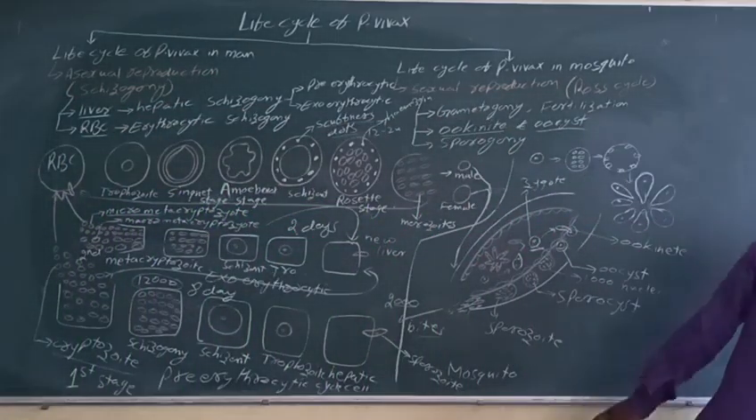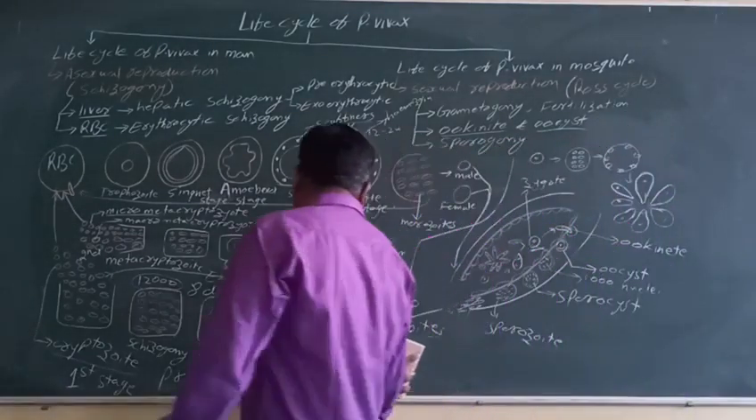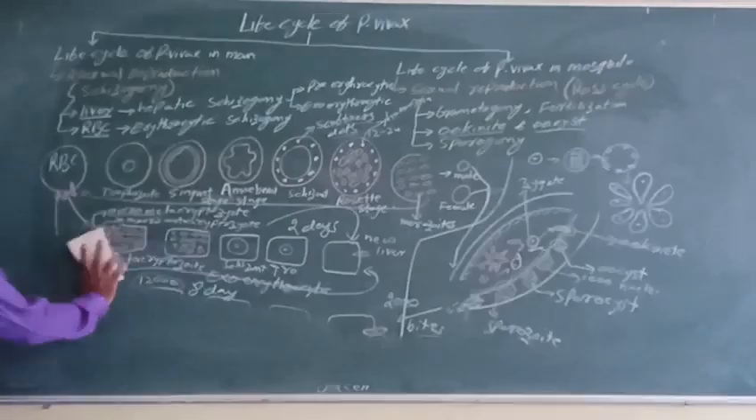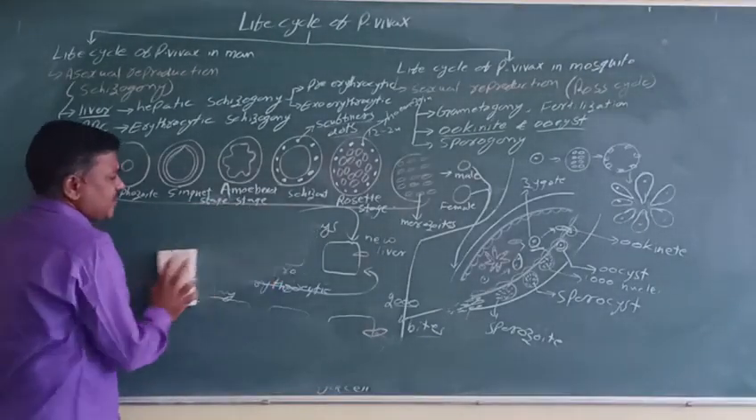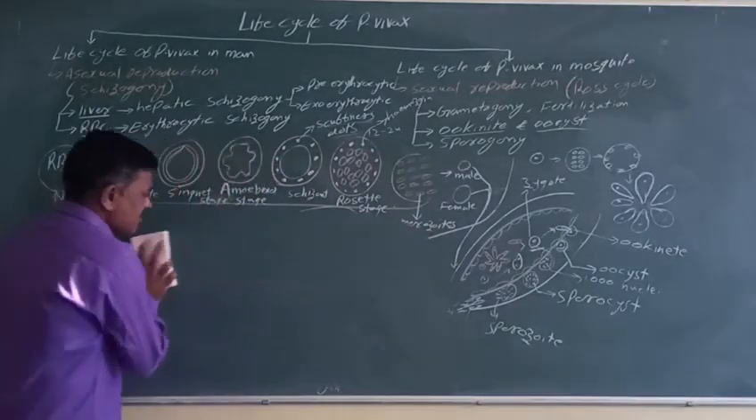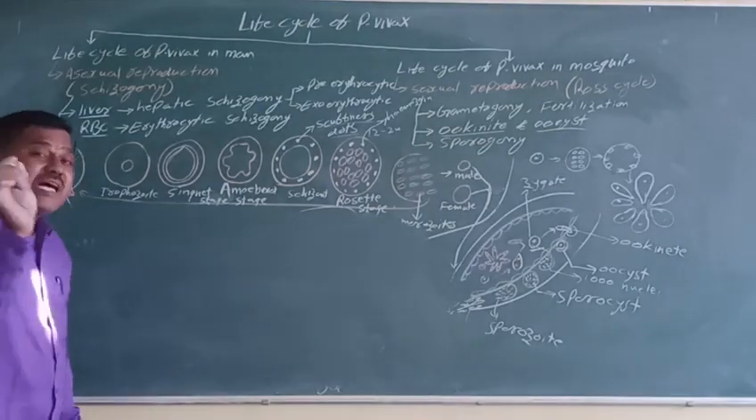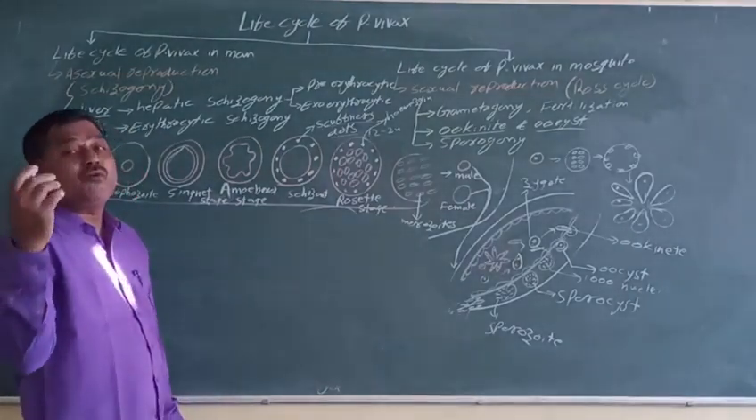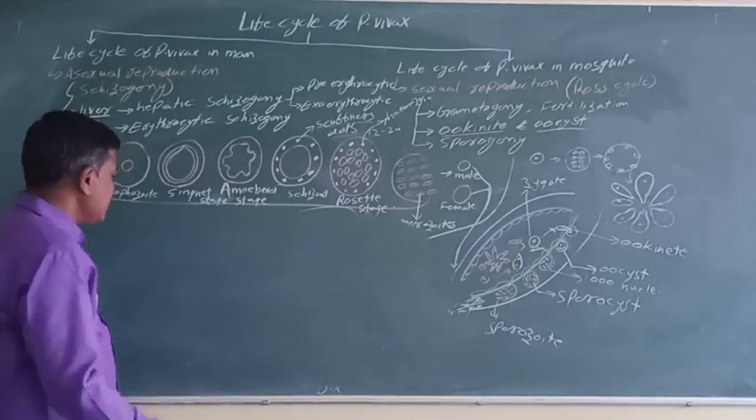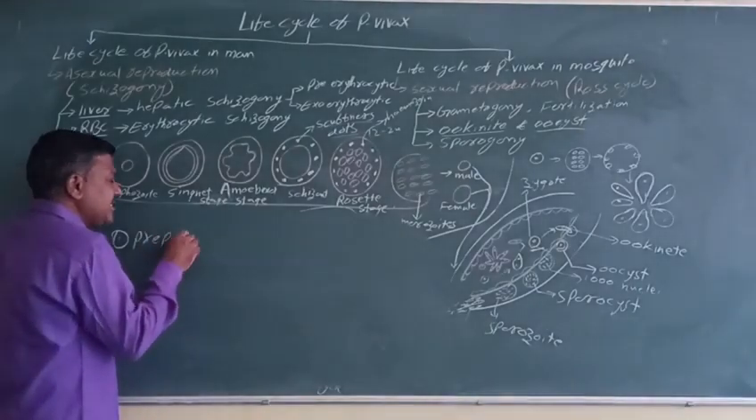Now when the sporozoite enters our body, immediately it is not responsible for giving the symptoms. So the symptoms appear after 14 to 15 days. So one is the pre-patent period.